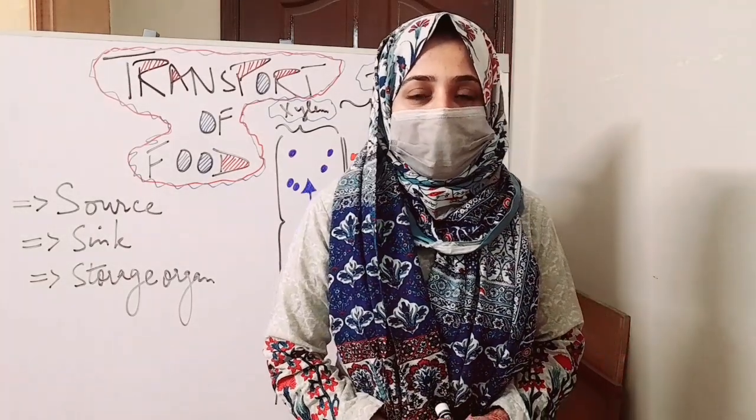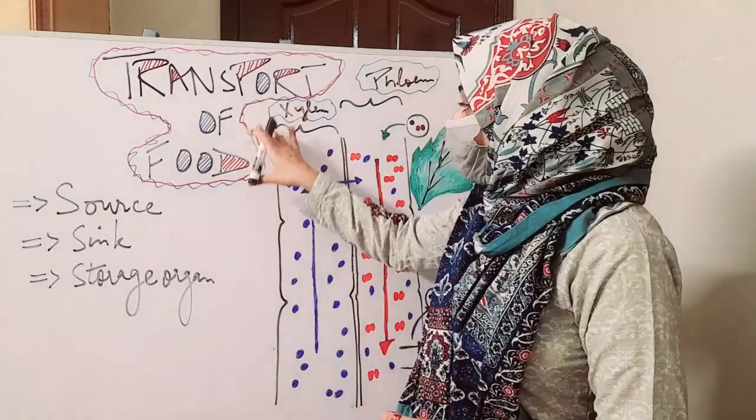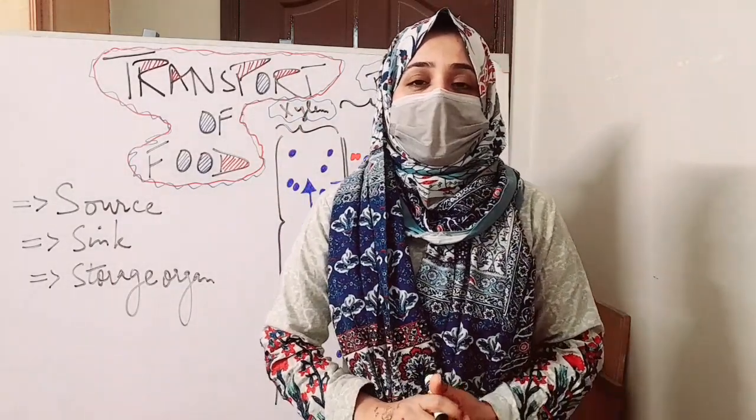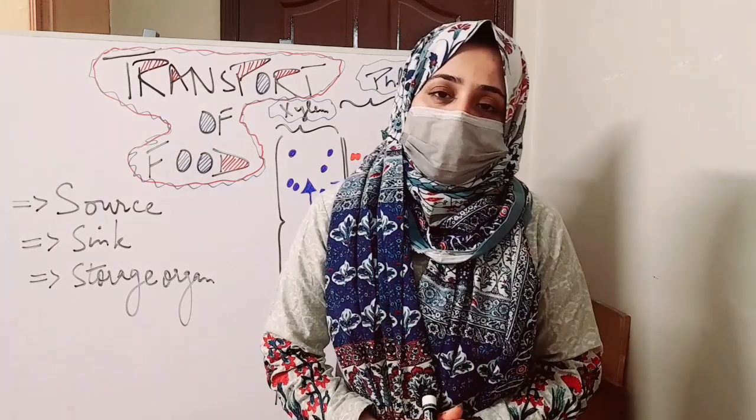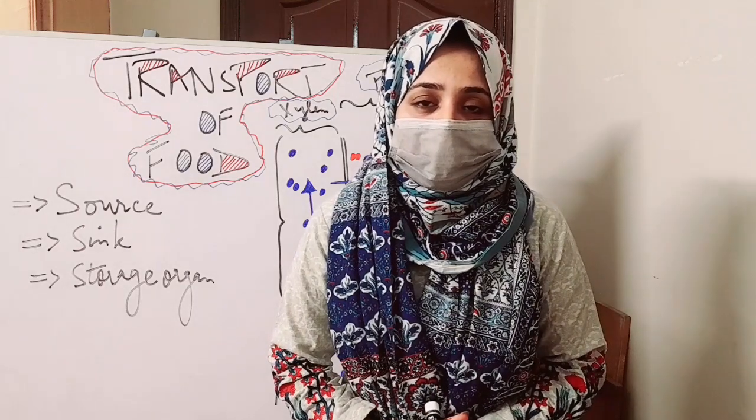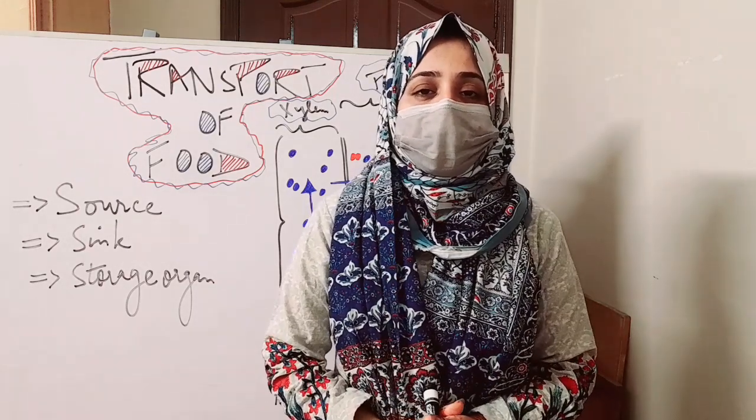This is Samreen Hashmi and the topic which we are going to discuss today is transport of food in plants. As we know that the main photosynthetic organs in plants are leaves. Leaves possess mesophyll cells which are responsible for photosynthesis as they contain chloroplasts, and photosynthesis is carried out in chloroplasts.